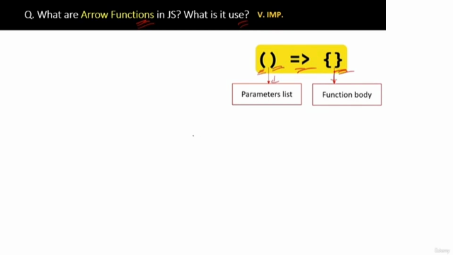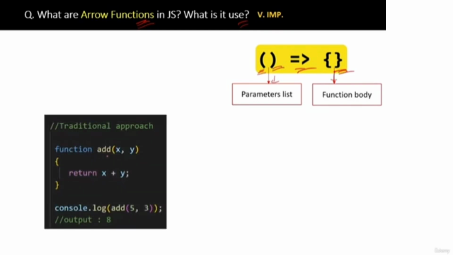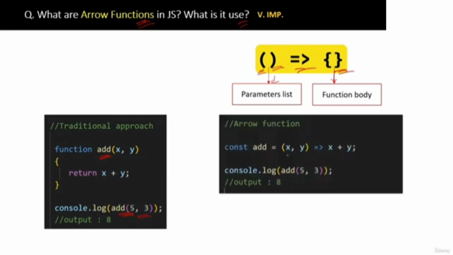So simple, right? So for example, suppose we have a normal function code where we have an add function like this. And then we call the function add like this by passing the parameters. Now the same thing can be done by using arrow functions also. See here, you can declare one add variable, and then after equal inside the brackets, you can pass the parameters x and y.